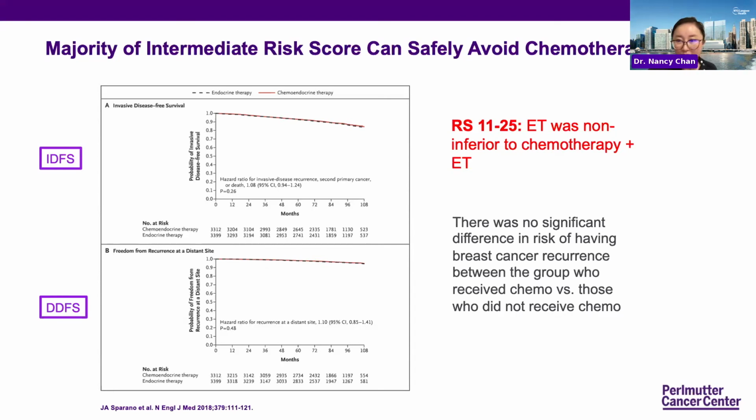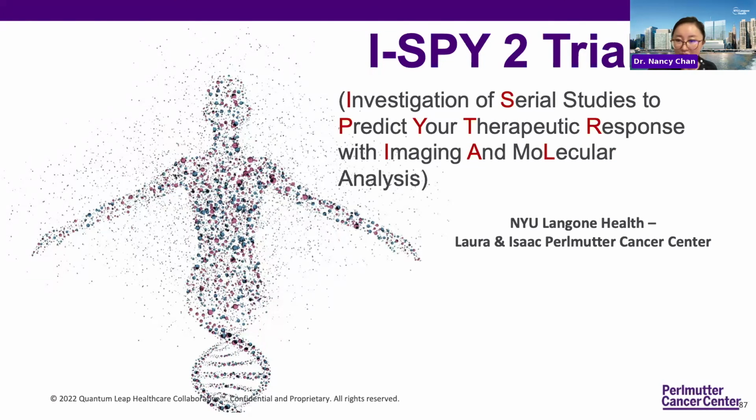And this was only able to be determined through clinical trial. This is a clinical trial that we just opened. It is the investigation of serial studies to predict your therapeutic response with imaging and molecular analysis. So essentially, this is utilizing imaging tools and genomic assays to help us develop a personalized treatment plan for our patients with early stage breast cancer.